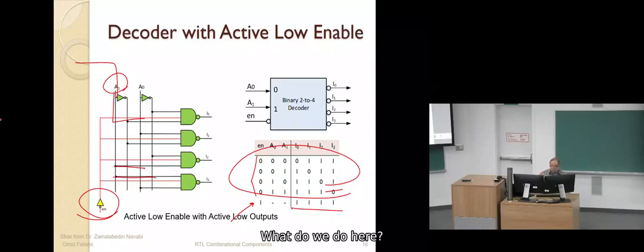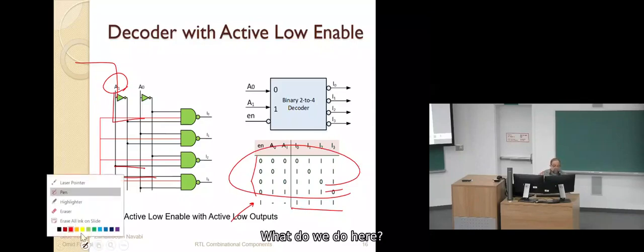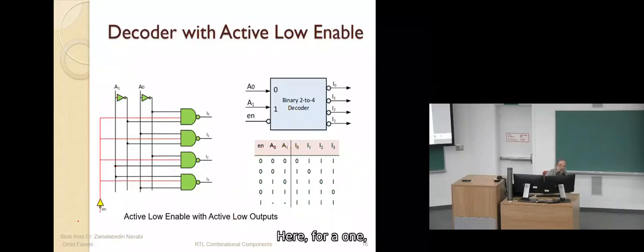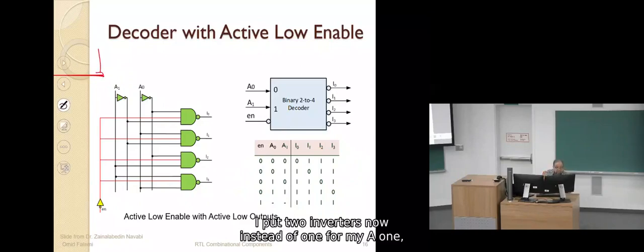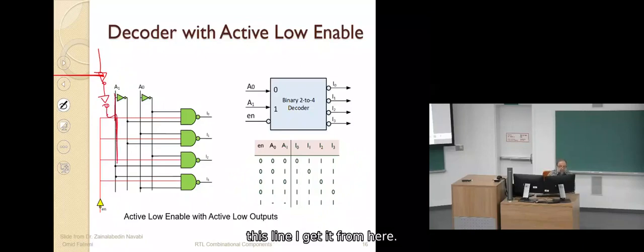The same thing. What do we do? Here, for A1, I put 2 inverters now instead of 1. For my A1, this line, I get it from here. For my A0 node, I get it from here. So I don't put this, I put 2 inverters.